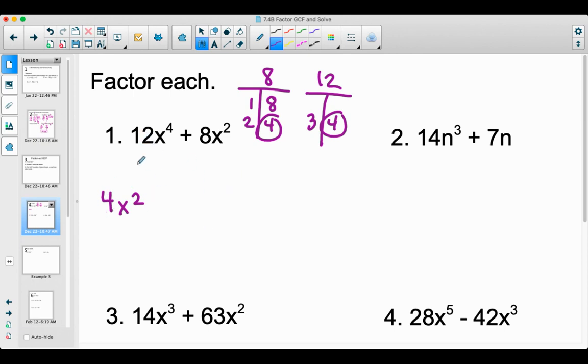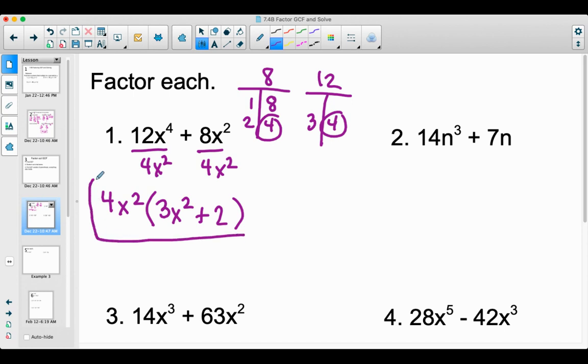Now, step two says to divide it out. So I'm going to take each of these, and we're going to divide these both by 4x to the second. And when we divide that, we're going to be left with something. So the GCF sits on the outside, and then whatever's left, we're going to put on the inside. If I do 12 and I divide it by 4, I get 3. And then if you remember our properties of exponents, when we divide, we subtract exponents. So 4 minus 2 gives you x to the second power, plus 8 divided by 4 is 2, and 2 minus 2 is nothing. So those x's go away. And so that is your answer. We have factored out the GCF.